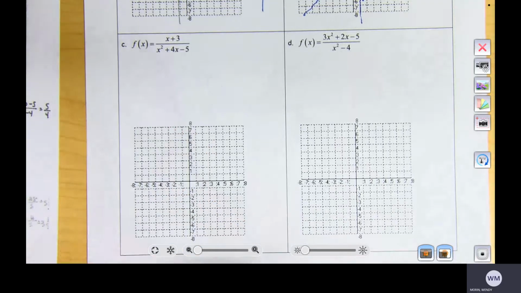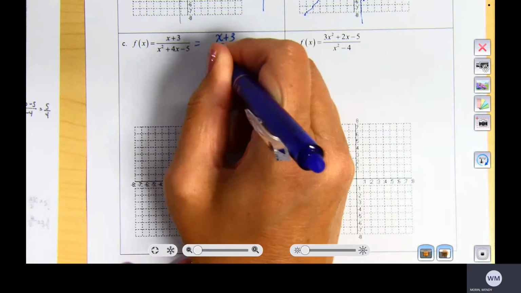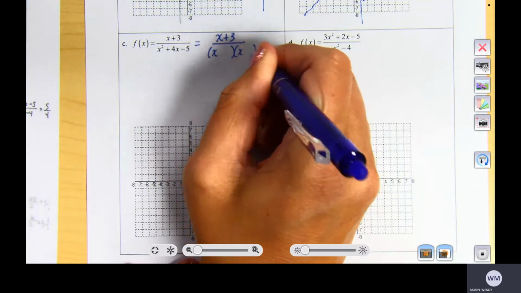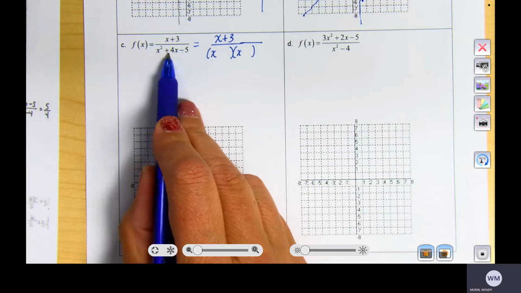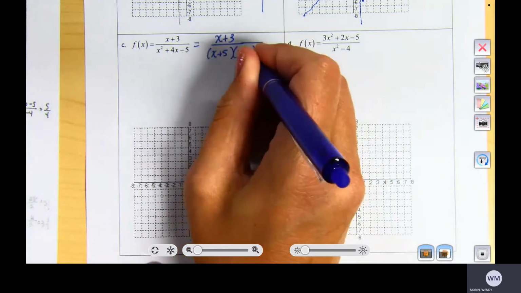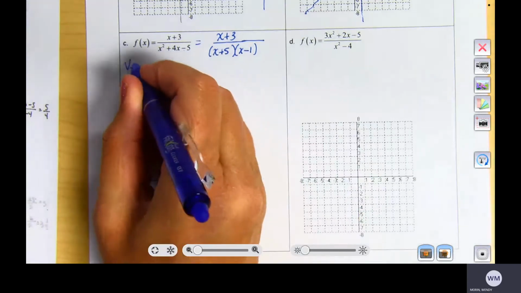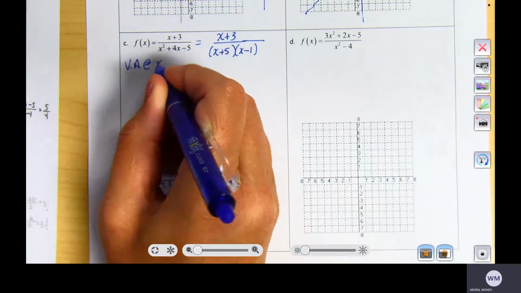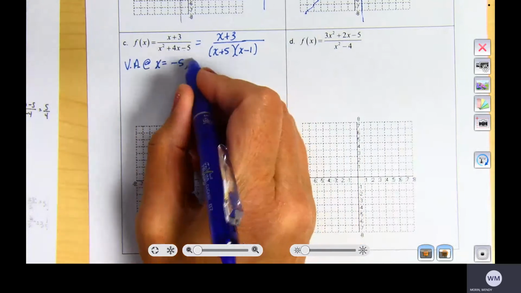This right here, let's talk about, okay, always factor first. So I hope that bottom factors. Multiples of -5 that total +4. Yep, I can do that. That's +5 and -1. All right, nothing cancels. There's no holes. We have 2 factors left over, so we have 2 vertical asymptotes. Where are they? -5 and 1.